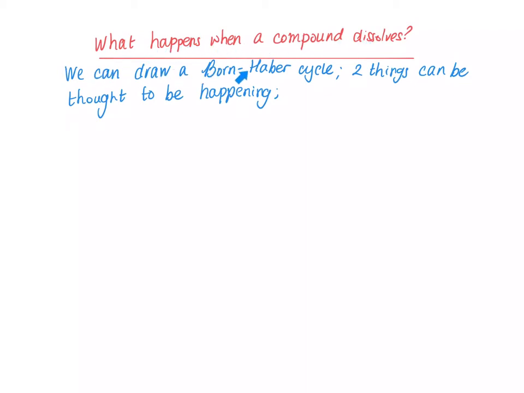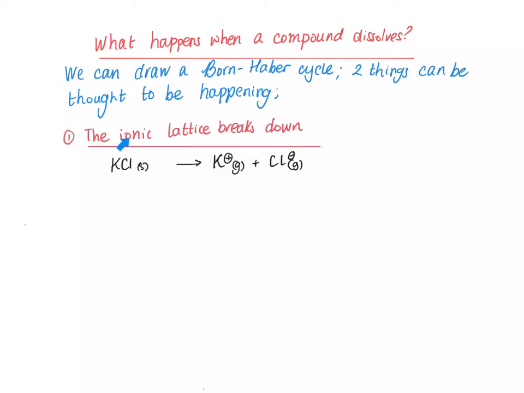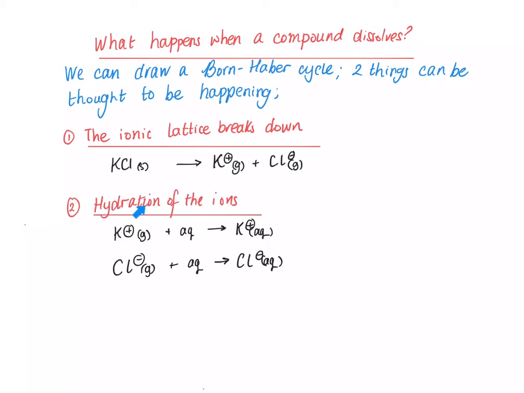We can draw a Born-Haber cycle, and two things can be thought to be happening. The first one is that the ionic lattice breaks down. So you can imagine it as KCl solid going to K+ gas and Cl- gas. And in the second step, there's hydration of the ions. So K+ gaseous plus aq, which represents the water solvent, goes to K+ aqueous, and Cl- gaseous plus aq, which again represents the solvent water molecules, goes to Cl- aqueous.